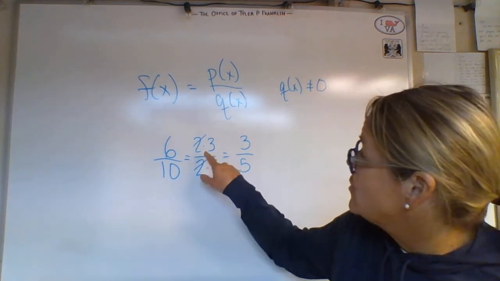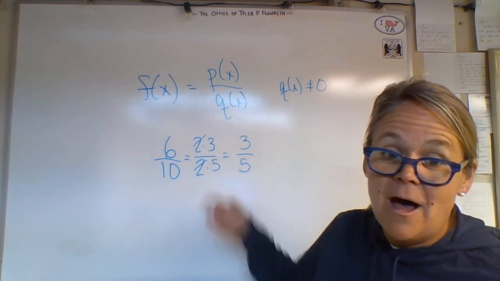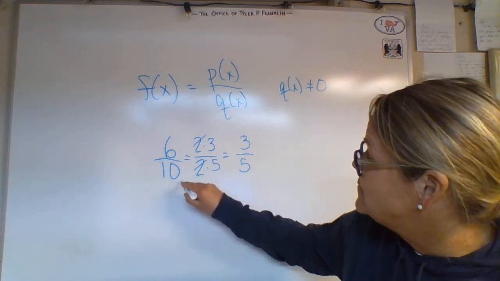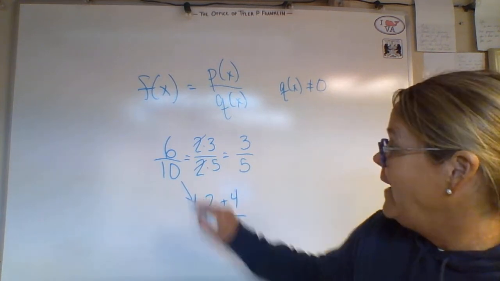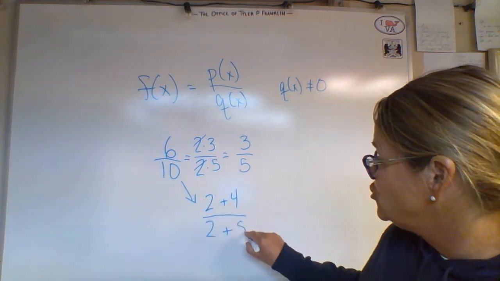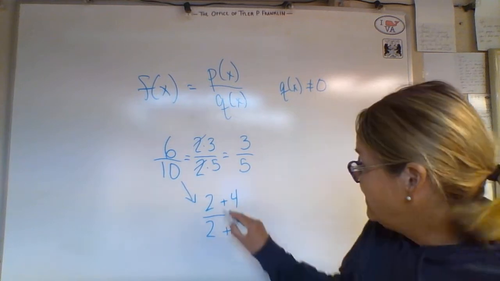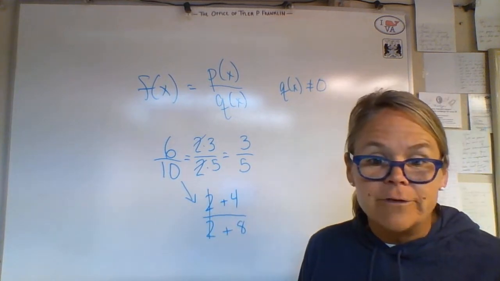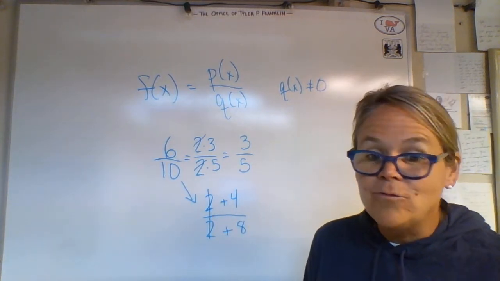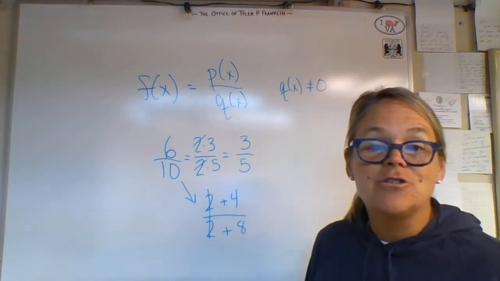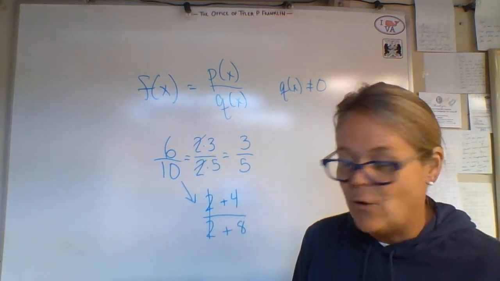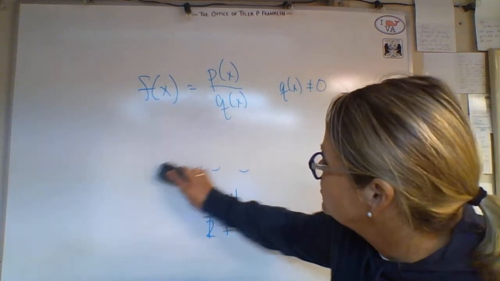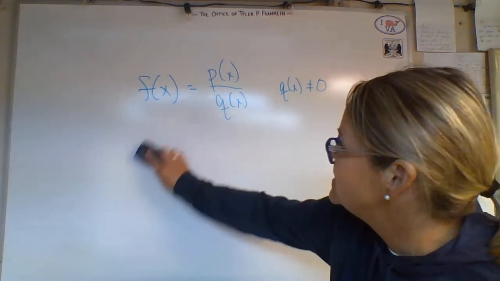Now, factors are things being multiplied. You would not have said 6 is 2 plus 4 and 10 is 2 plus 8 and then crossed off the 2. You can only do that up there because you're multiplying and not adding.